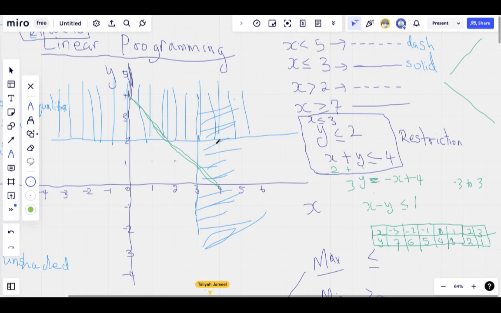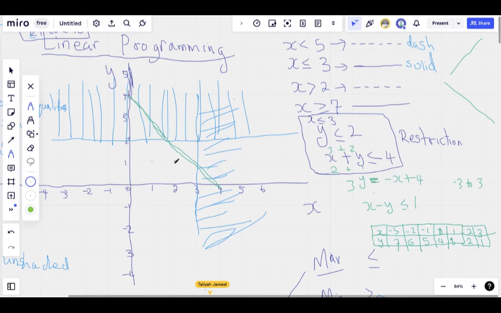If you test a point here, you will see that this one will not obey the inequality. For example, let's say we choose here. X is 3 and y is 2. Now, if you slot in, 3 plus 2, you can see that 3 plus 2 is greater than 4. It's not less than 4. So this way is not the right region.